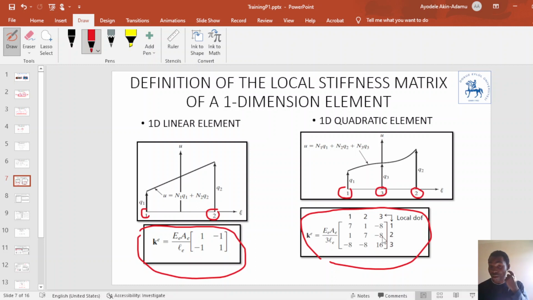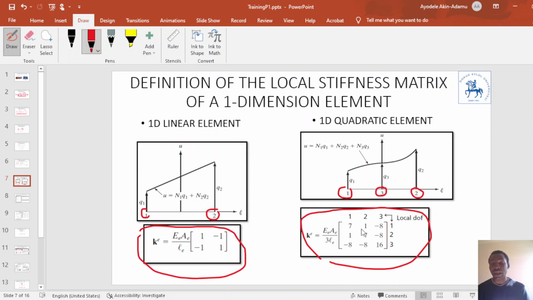As you can see, you need to manage a 3 by 3 matrix, whereas for a linear element, the local stiffness matrix is just a 2 by 2 matrix. So the computational effort for using the quadratic element is far greater than the computational effort you will use for the linear element. That's why the quadratic element is seldom used for solving numerical problems manually.